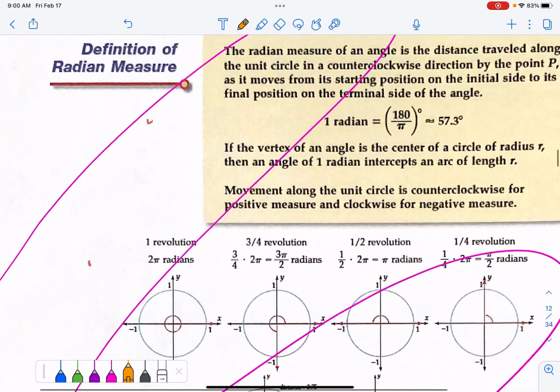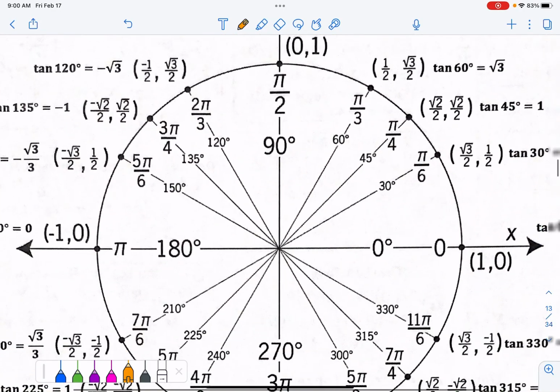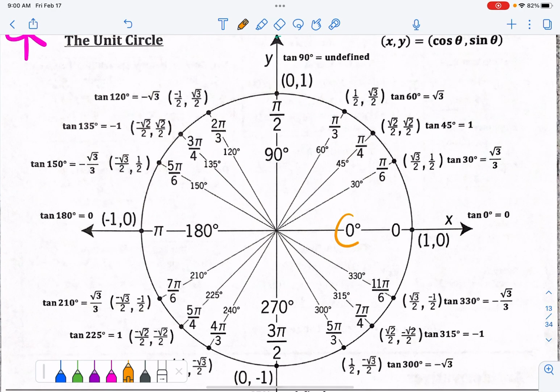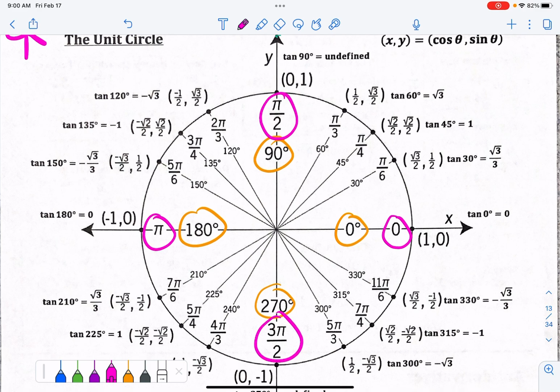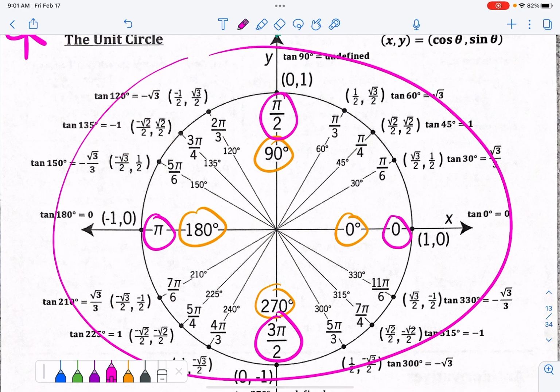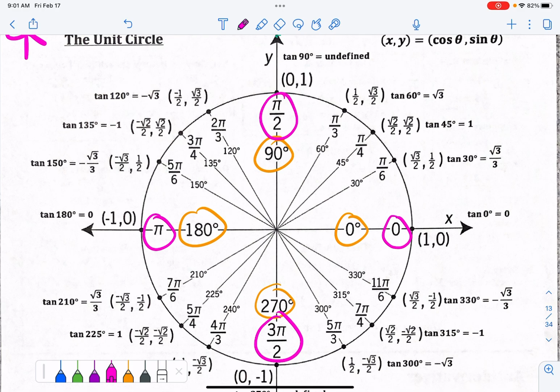If you look on your unit circle, you have those there as well. So here is 0 degrees, 90 degrees, 180 degrees, 270 degrees, but then the radians are 0, pi over 2, pi, and 3 pi over 2. So locate those on your unit circle. That's where your radians and degrees live, okay? And then we'll talk about what this jumbled mess is here eventually. We'll get to that, okay?